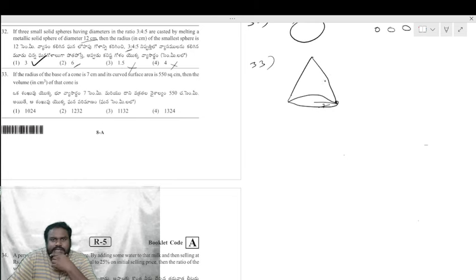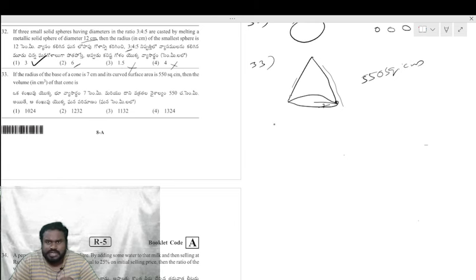And the curved surface area. Curved surface area means you got this one. This is the curved surface, the total area, nothing but the curved surface area. So that is given as 550 square centimeters. You should not draw all these things in the exam; they are for your understanding. In the exam, you have to skip all the things and go directly to the solution.